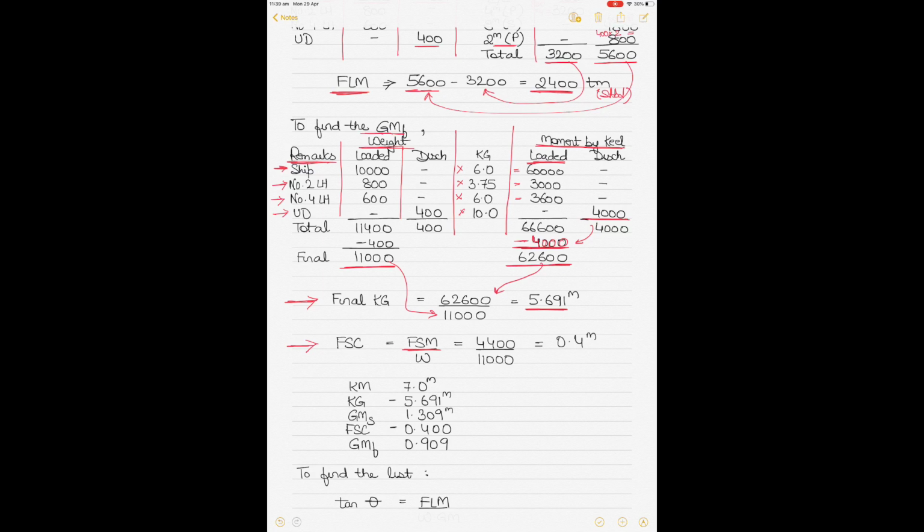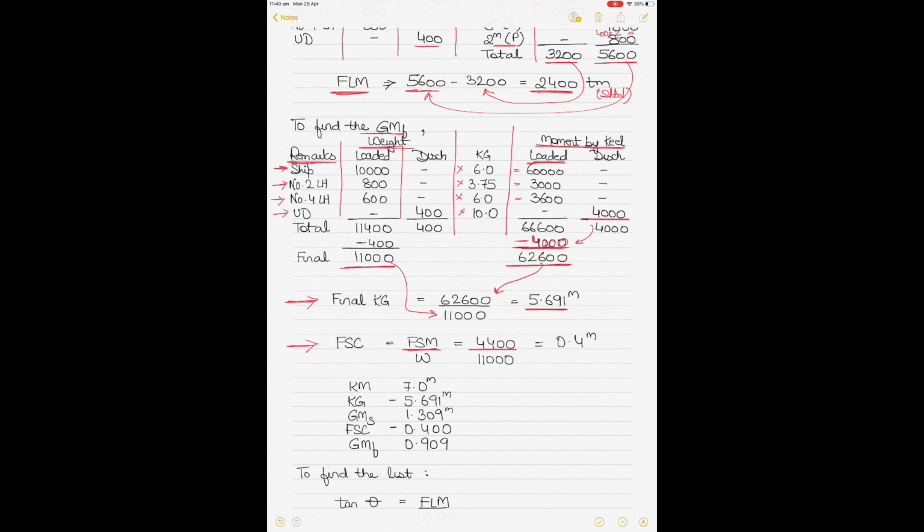The free surface correction: the free surface moment is 4,400, given to you already. The free surface moment refers to the slack tanks on the ship. Any slack tanks on the ship contribute to the free movement of the liquid in the tank, and that creates a free surface moment. So if our tanks are slack, not full, the liquid in the tanks will move. It could be cargo or it could be ballast water.